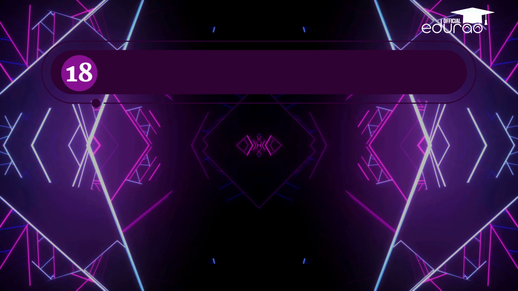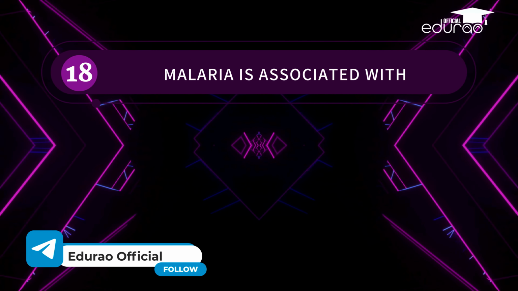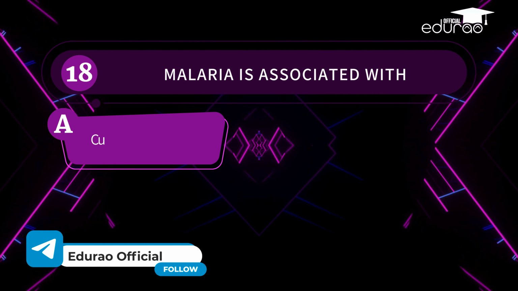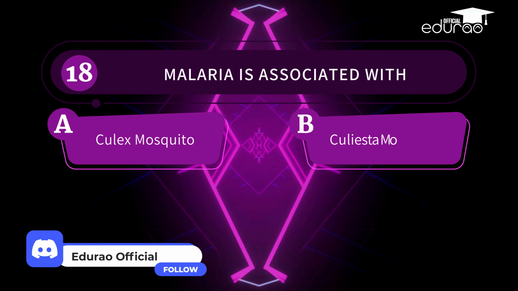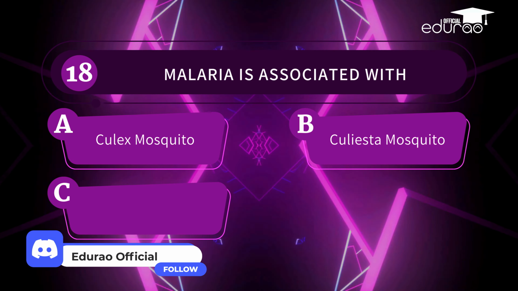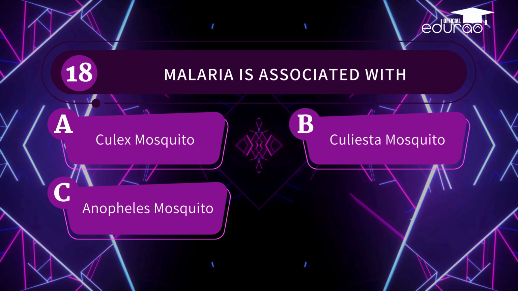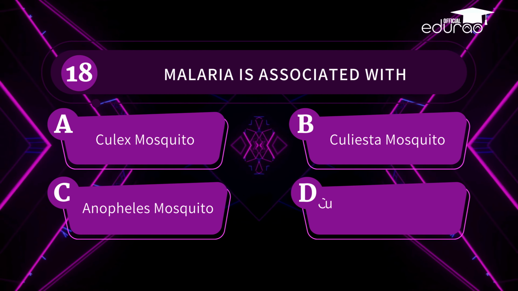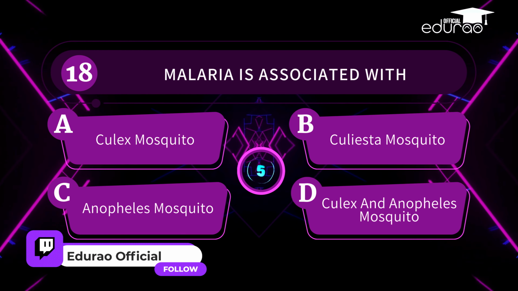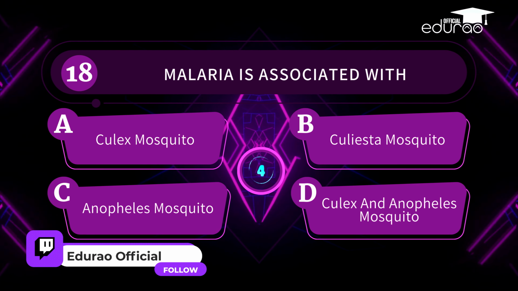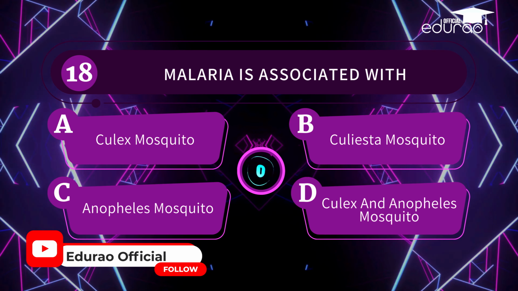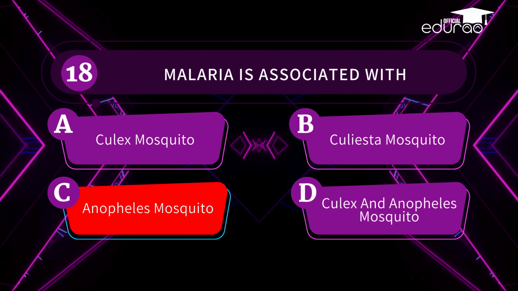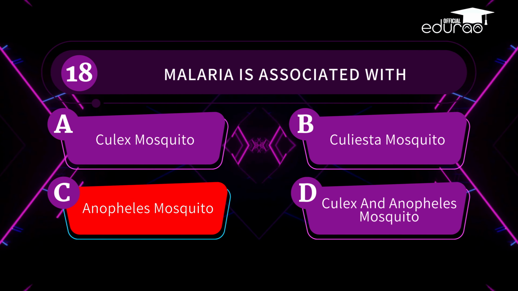Question 18. Malaria is associated with A. Culex mosquito, B. Culeaster mosquito, C. Anopheles mosquito, D. Culex and Anopheles mosquito. You're entirely on point. Correct answer is Anopheles mosquito.